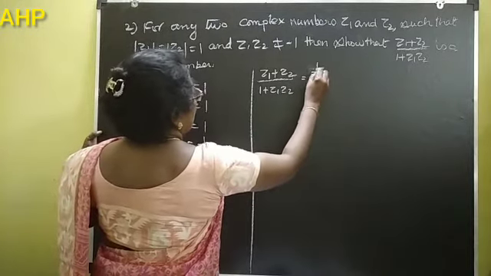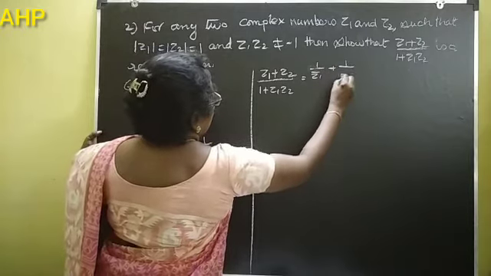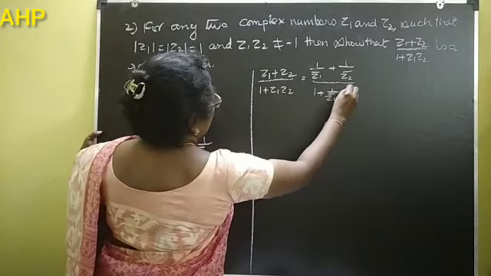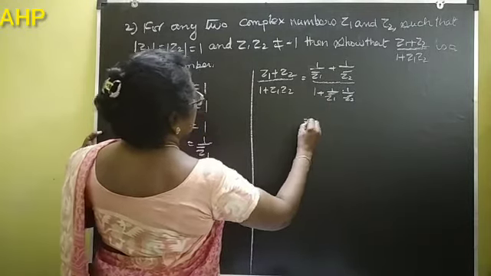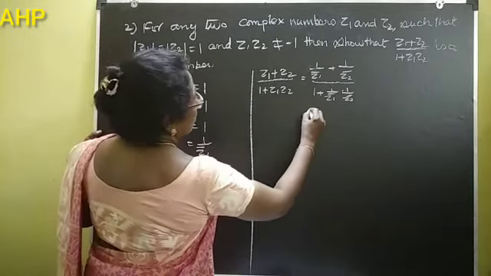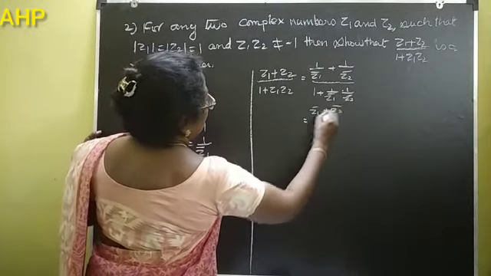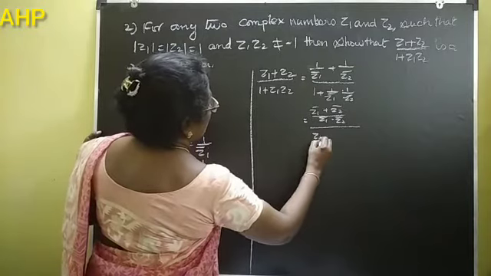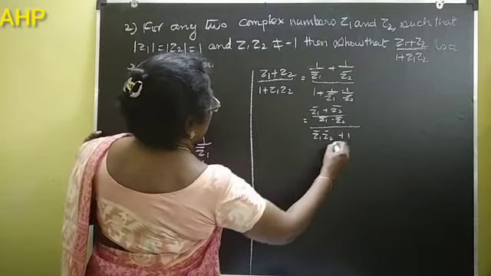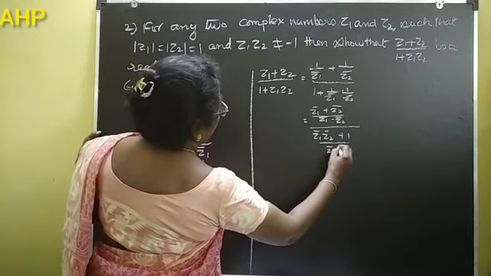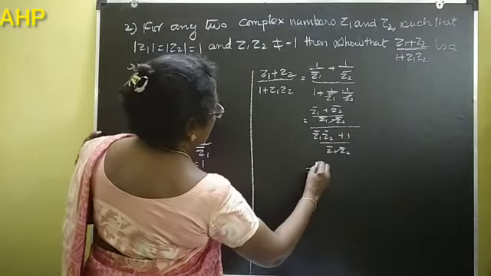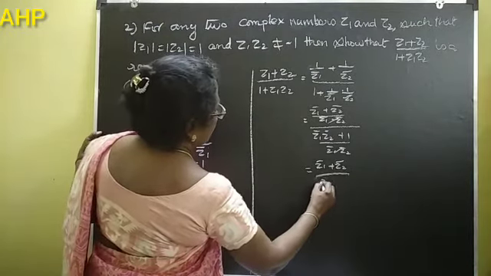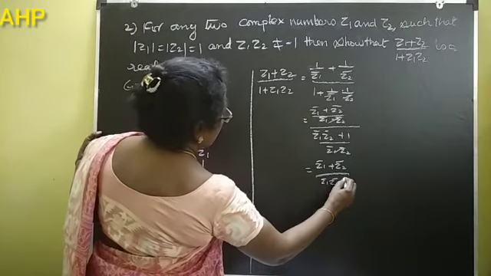(1 by Z1 bar plus 1 by Z2 bar) divided by (1 plus 1 by Z1 bar into 1 by Z2 bar). Now this is equal to, taking LCM, (Z1 bar plus Z2 bar) divided by (Z1 bar into Z2 bar), whole divided by (Z1 bar Z2 bar plus 1) by (Z1 bar Z2 bar). So the denominator gets cancelled. We get the answer as (Z1 bar plus Z2 bar) divided by (Z1 bar Z2 bar plus 1).